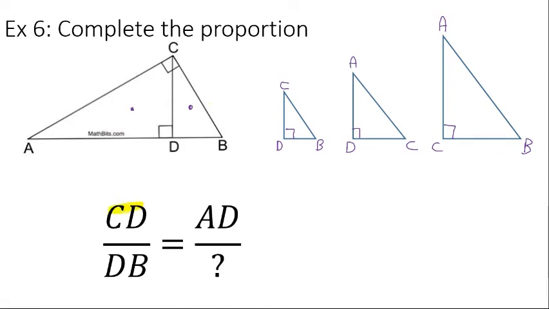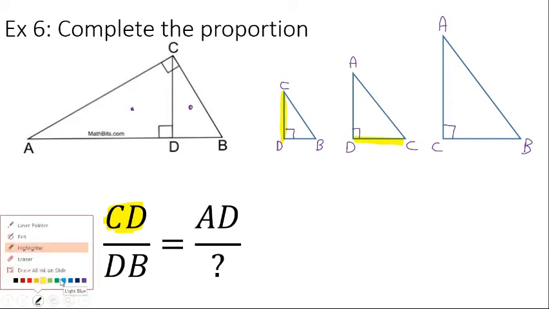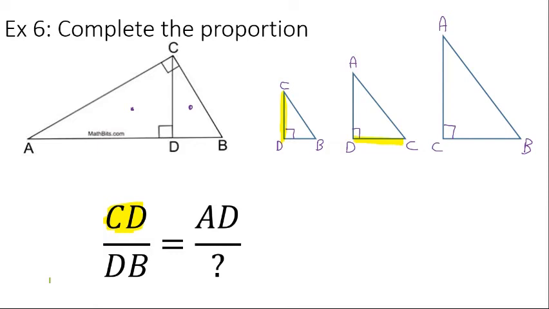So here's CD. Let me look at which triangles have a CD. So there's this one right here and this one right here. Okay. And let's look at the next one. DB is right here. And then AD is right here.